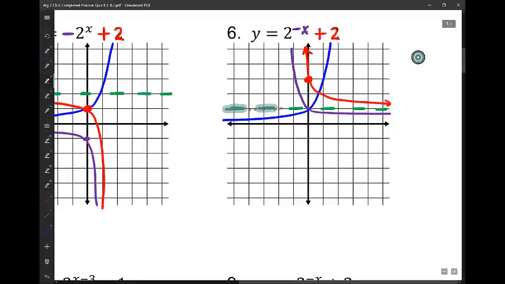Now, I just realized I do have a small error here. I made my asymptote at 1. So I'm going to erase that, put an asymptote in at 2. Just an example here of how it's good to talk through what you're doing and give the reasons, because that helps you make corrections if you need to.